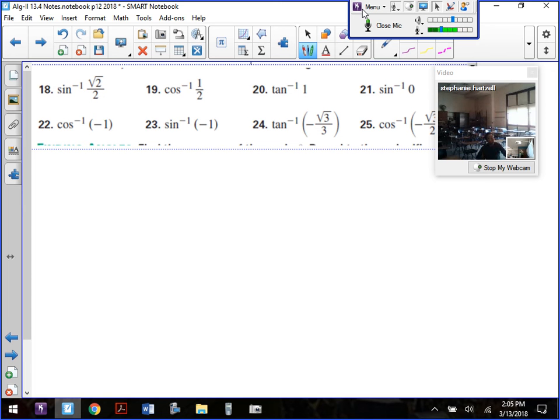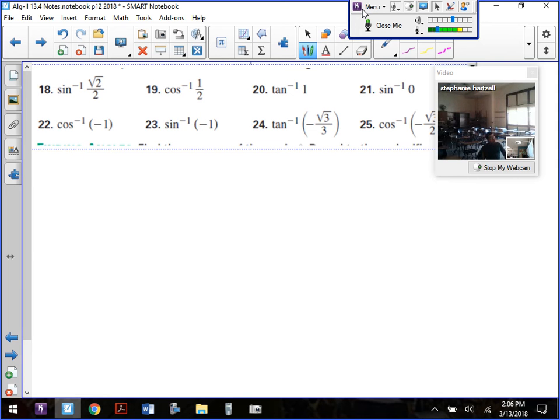18 and 19, those okay? Okay. 20, is that okay? Are we okay with the idea that since tangent is 1, that means that the opposite and adjacent have to be the same? The only time that occurs is in a 45, 45, 90 triangle. It being a positive 1 means that it has to be in that first quadrant. If it was a negative 1, what quadrant would it have to have dropped to? 4, but with tangent, am I saying that that's going to be 7 pi over 4, or do I have to say that's negative pi over 4? Very good. That's the idea.